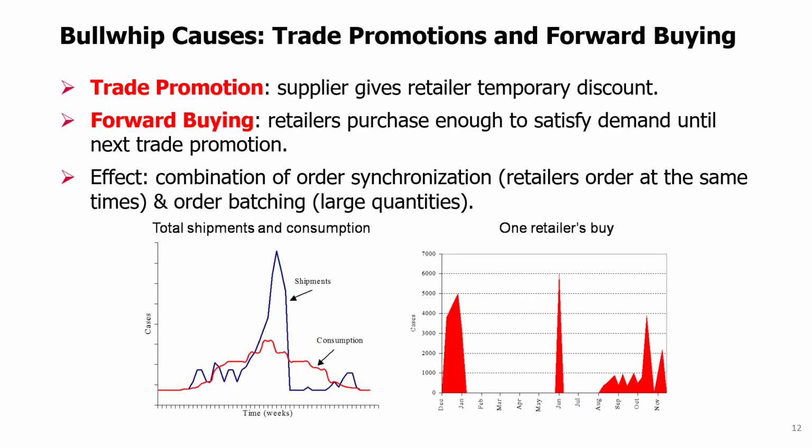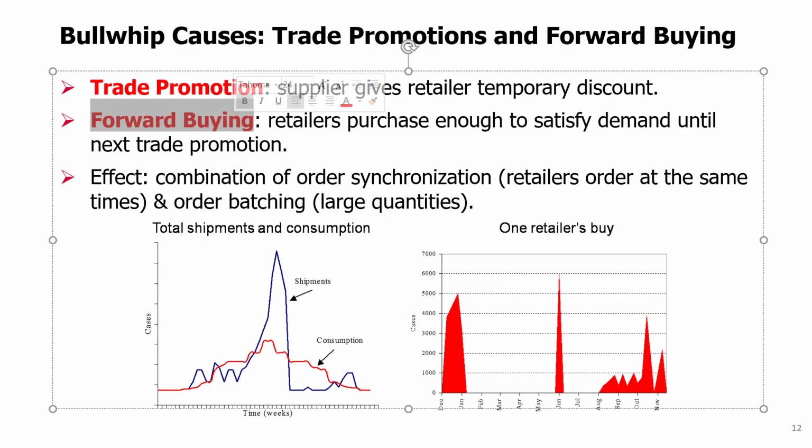The fourth cause of the bullwhip effect is trade promotions. Trade promotions is when a supplier gives a retailer a temporary discount, and a lot of companies provide those, maybe even on a regular basis, once or twice a year, and some special seasons, and so on. And of course, what that causes is forward buying.